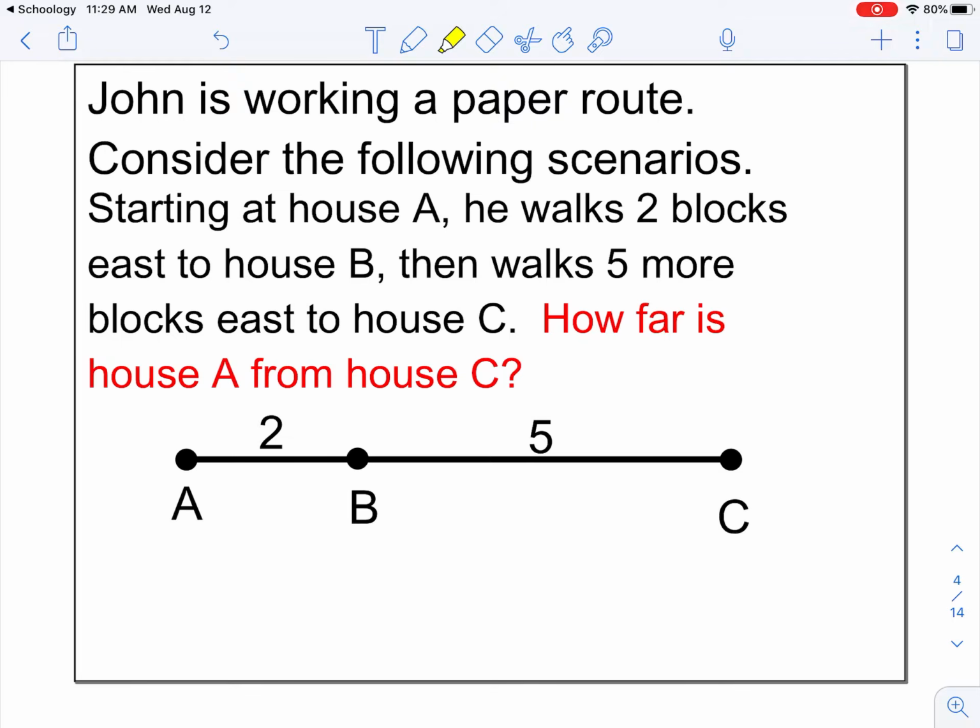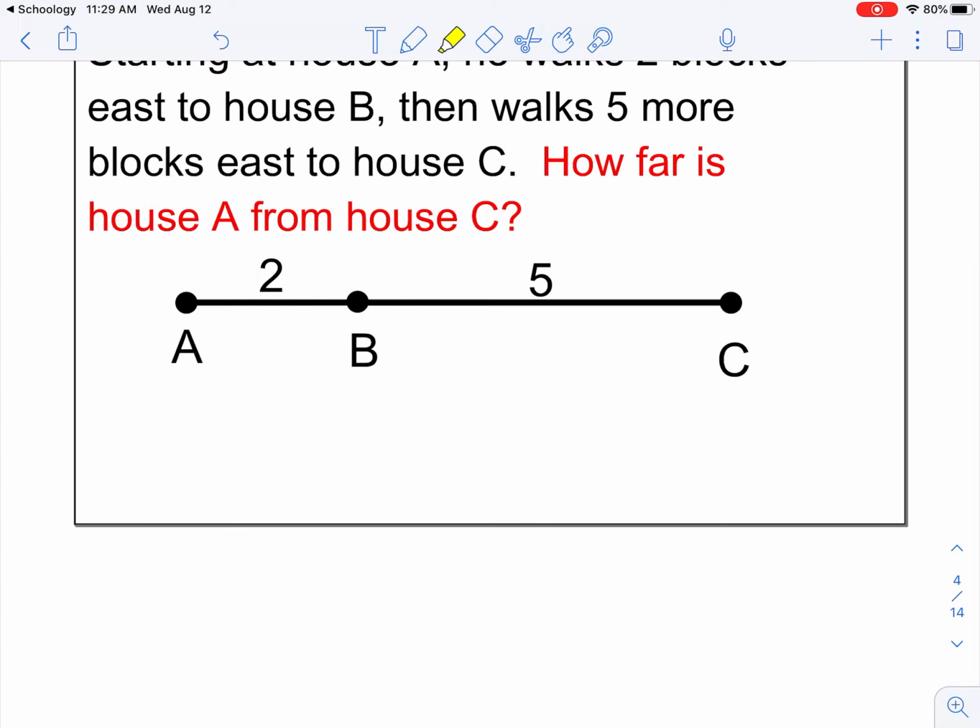This one says, John is working on a paper route. Consider the following scenarios. Starting at house A, he walks 2 blocks east to house B. Then he walks 5 more blocks east to house C. How far is it from house A to house C? What's the answer? If you're saying the answer is 7, that is correct. The reason I did a problem so easy is that I want you to write this properly. So we would say AC equals 7, right? AC is 7, okay?